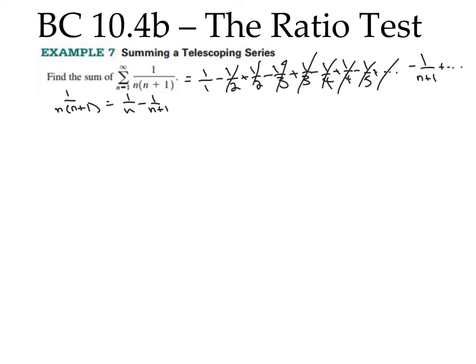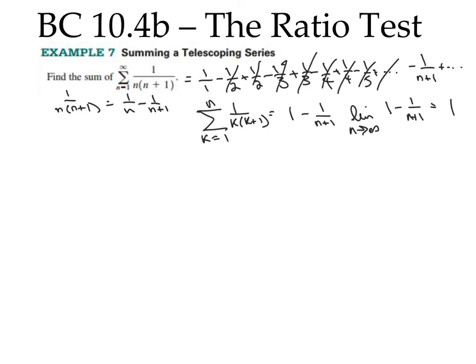So in any partial sum, let me write this out. In any partial sum of the expression up to n, all the middle terms cancel, and it adds up to 1 minus 1 over n plus 1. And the limit as n approaches infinity of 1 minus 1 over n plus 1 is of course 1. So this infinite telescoping series adds up to 1.